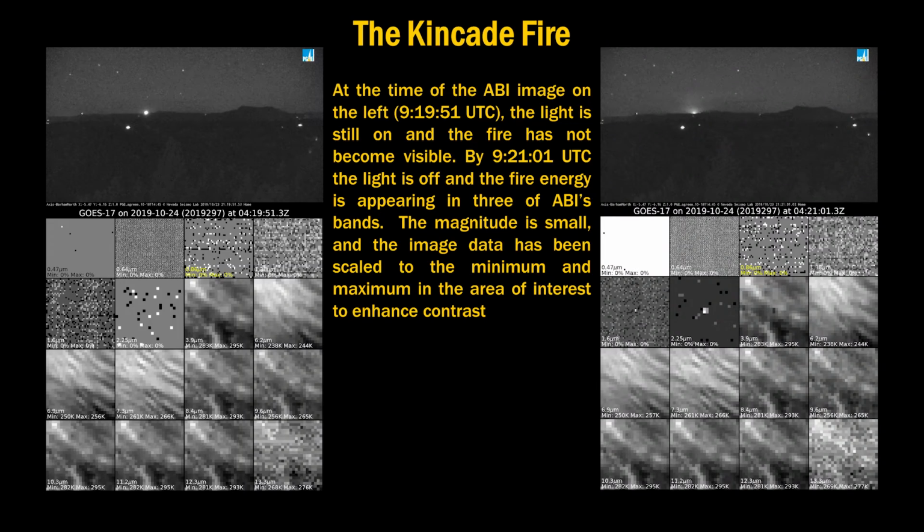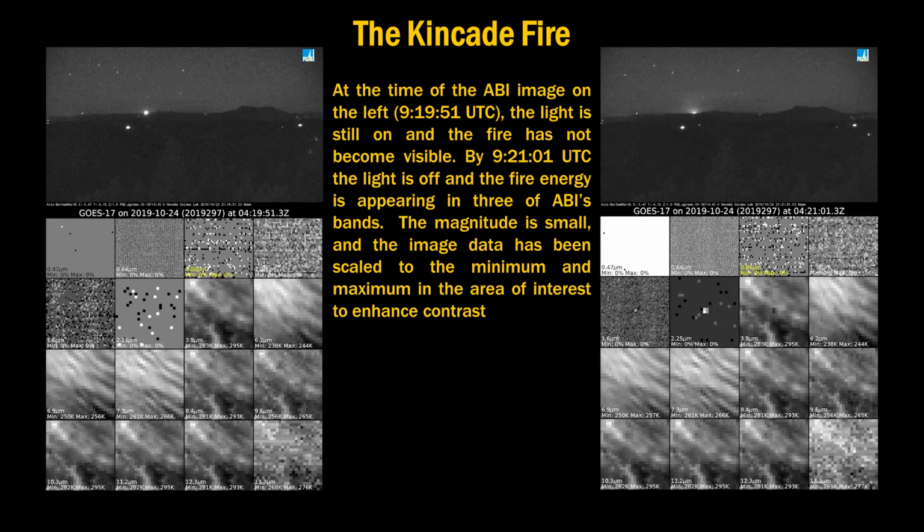Here we've centered on the two images bracketing the disappearance of the light on the hill and the start of the fire. They are separated by only 70 seconds. Mesoscale scans are typically 1 minute apart, although sometimes the time varies slightly due to scheduling changes required by other scans.